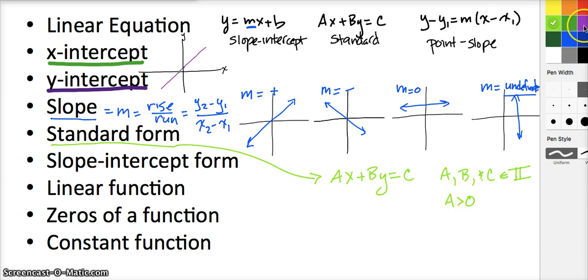Slope-intercept form is that really cool form that most students really enjoy. I'm going to write about it right here. Right here we have it: y equals mx plus b.